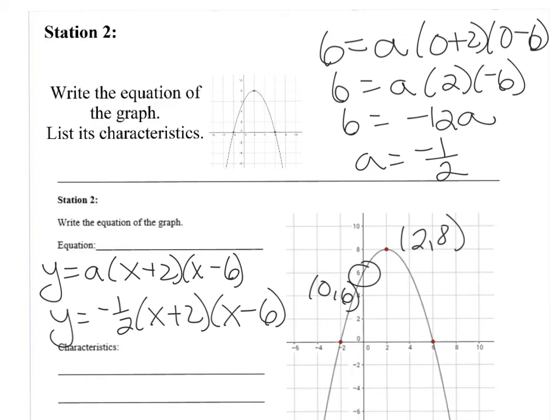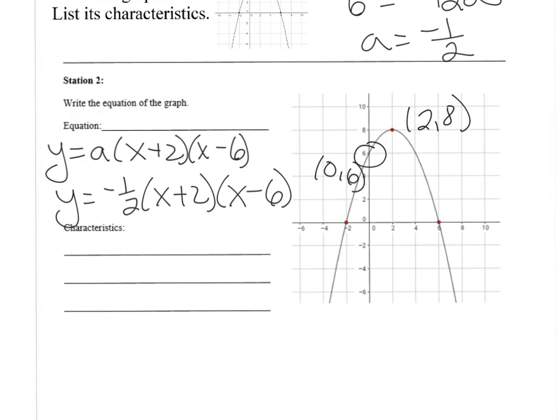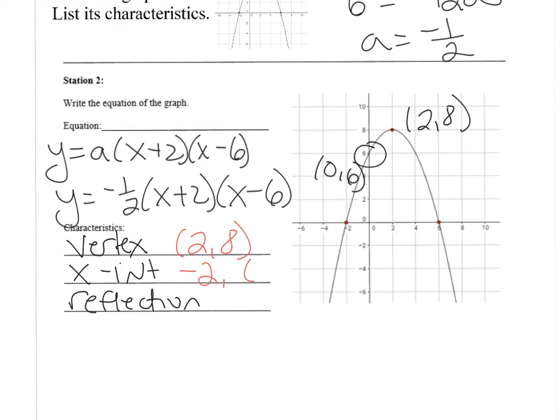Does that make sense? The negative, our graph opens down. That's good. Okay, it's a nice sanity check. As far as characteristics, all right, let's put the vertex. Where's the vertex? What are the x-intercepts? And what's the reflection? So the vertex is at (2, 8). The x-intercepts are -2 and 6. And it's been reflected over the x-axis. Or you can say it opens down.